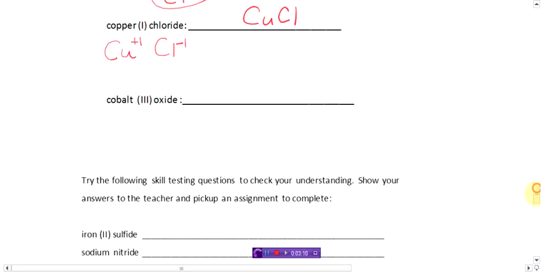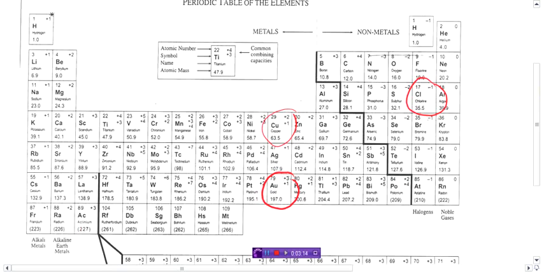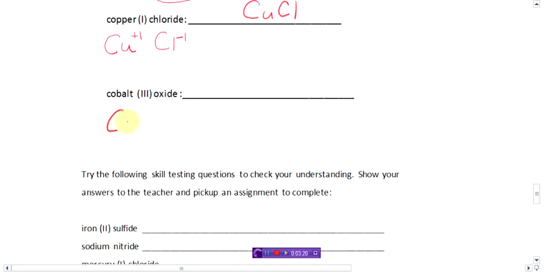So let's do one more example. Cobalt 3 oxide. Go to the periodic table, look for cobalt. It can be +2 or +3. Symbol Co. We use +3 because the Roman numeral's 3. This tells us the charge. And then oxygen, do you need to look it up? It's O -2.